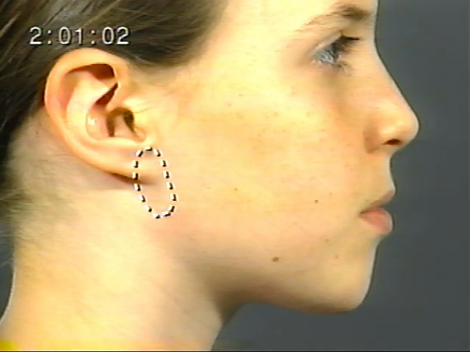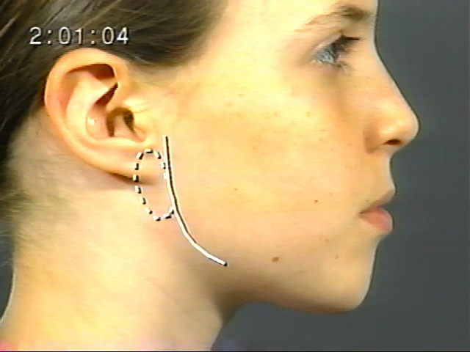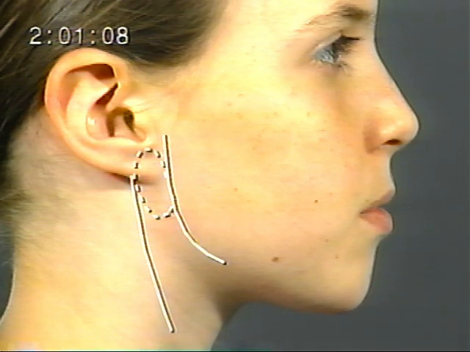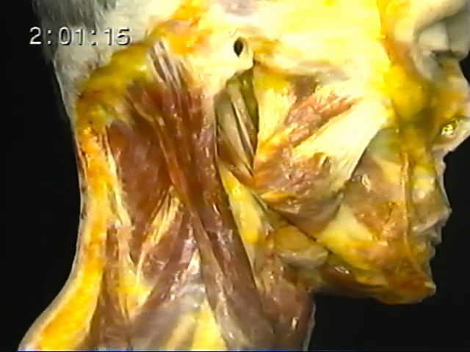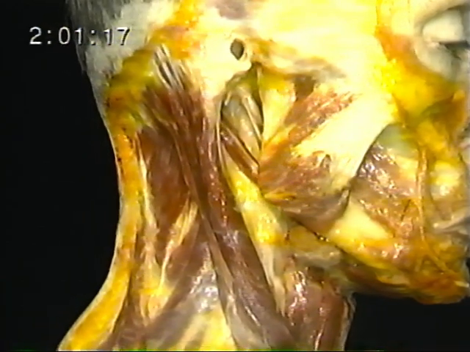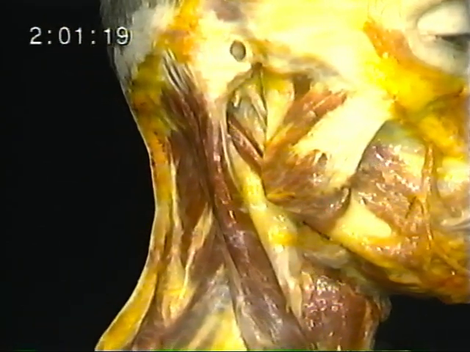Part of it lies deep in the space between the ramus of the mandible and the sternocleidomastoid muscle. We'll look at the deep part first. To look at the deep part of the parotid gland, we'll start with a dissection in which the whole of the gland has been removed.